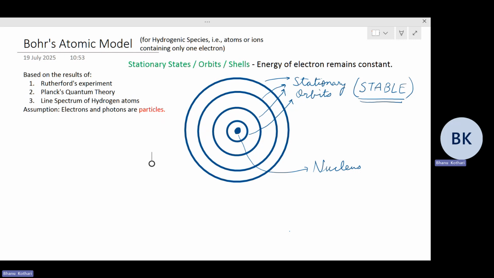There is a single electron, but it can be in any orbit: first orbit, second orbit, third orbit, and so on. Whenever it is in a particular orbit, it will be stable. It will not lose any energy in the form of electromagnetic radiation. Each stationary orbit has a fixed energy level, and it is termed stationary because the energy is constant. Energy is not varying. It will not radiate energy as long as it continues to revolve in a particular orbit.